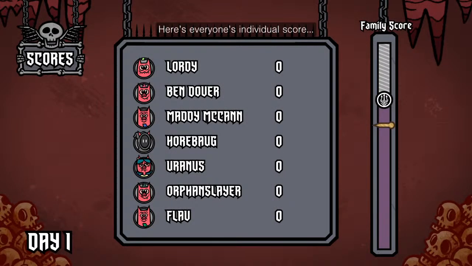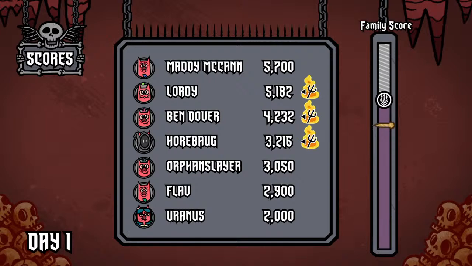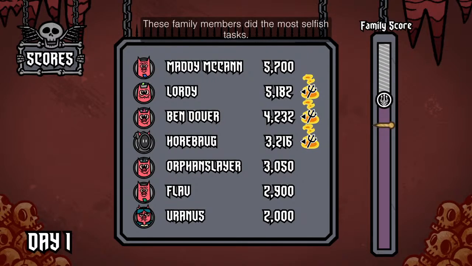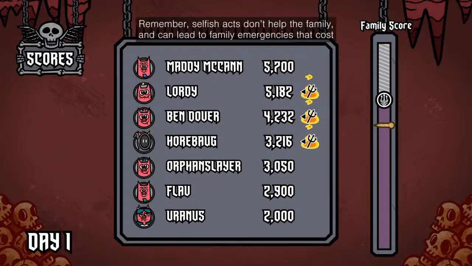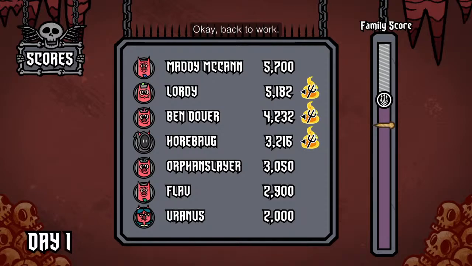Here's everyone's individual score. These family members did the most selfish tasks. Remember, selfish acts don't help the family and can lead to family emergencies that cost you points. If you see someone acting selfishly, grab the task to stop them, unless you want your score to take a nosedive. Okay, back to work.